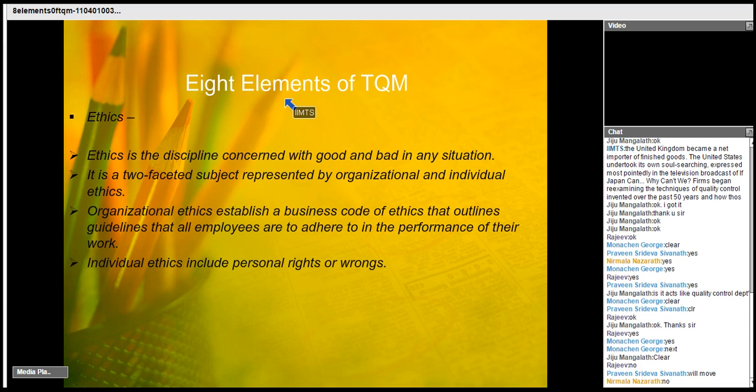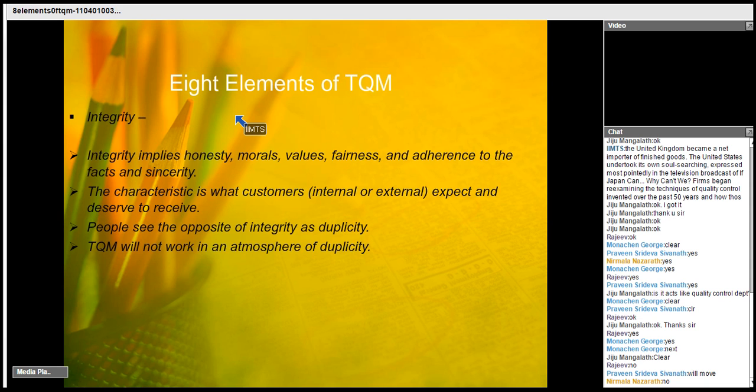Then comes the ethics part. Ethics, as you all know, is a discipline concerned with good and bad in any situation. It is a two-faceted subject represented by organizational and individual ethics. Organizational ethics establish a business code of ethics that outlines guidelines that all employees are to adhere to in the performance of their work. Last is individual ethics, which include personal rights or wrongs. That means ethics is how you behave in your organization, how you talk to other people in the organization, what is your attitude, how you take your job. So that all sums up the ethics part.